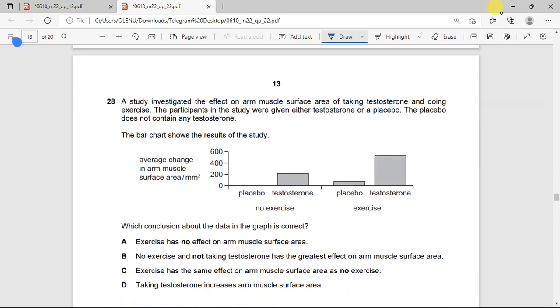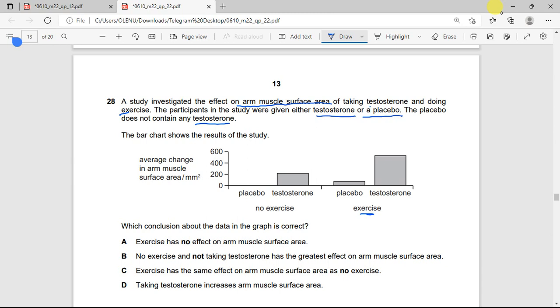Now, a study investigated the effect on arm muscle surface area of taking testosterone and doing exercise. The participants in the study were given either testosterone or a placebo. The placebo does not contain any testosterone. The bar chart shows the result of the study. Average change in arm muscle surface area, placebo, exercise, then no exercise. Now, which conclusion about the data in the graph is correct?